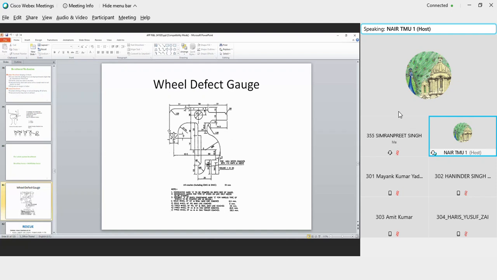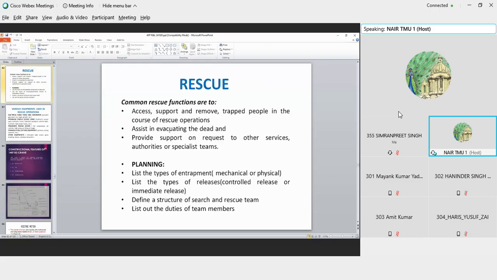Being whether the wheel profile is perfect or not. If the wheel profile is not proper, then the vehicle is supposed to be taken for turning. So the wheels would be turned so as to ensure that the profile always passes through this wheel defect gauge.